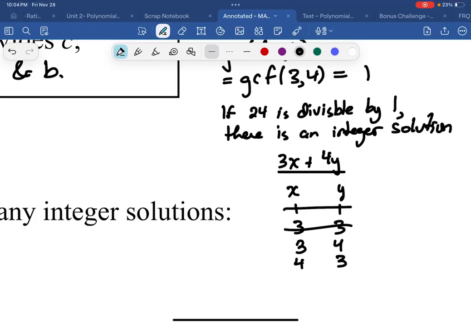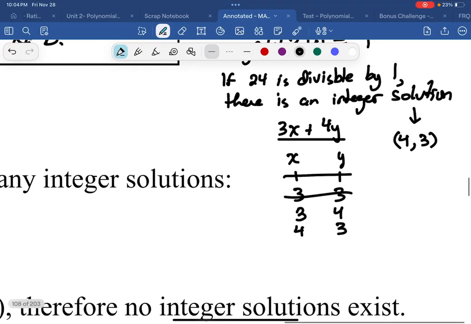3 times 4 is 12. 4 times 3 is 12. This pairing checks out. So we have a solution of 4, 3. I'll show you a graphical approach down the line, but for now we'll just focus on the numbers.